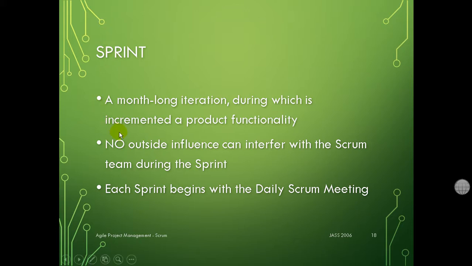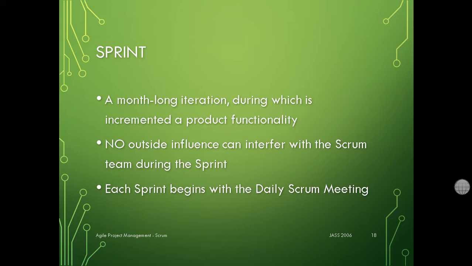Second point, which is very important here, and we said that before, no outside influence can interfere with the Scrum team during the sprint. No one, and I mean no one, can change the rule, which is very important. No changing rules inside that sprint. No one can quit or come in. Okay, none of the team members can quit or join in that part.